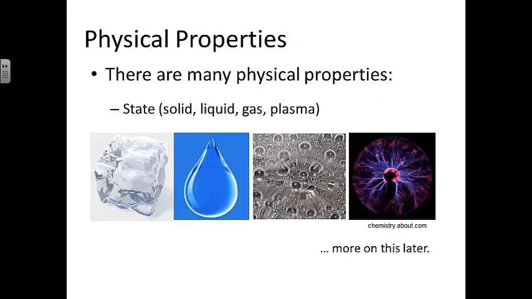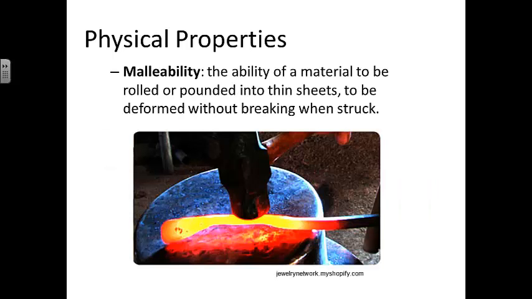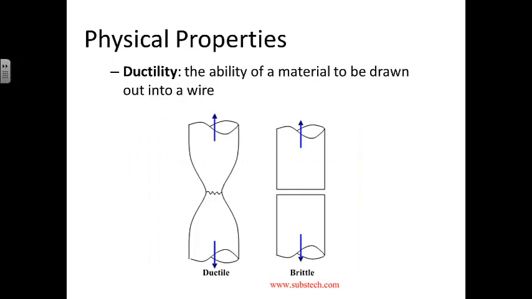There are many physical properties. As we started this presentation, we saw water in its three different physical forms: solid, liquid, and gas. Technically, there is a fourth form known as plasma as well. So state is one physical property, but there are other ones, such as malleability. Malleability refers to the ability of a material to be rolled or pounded into thin sheets, to be deformed without breaking when it's struck. There's also ductility. This is the ability of material to be drawn out into a wire.